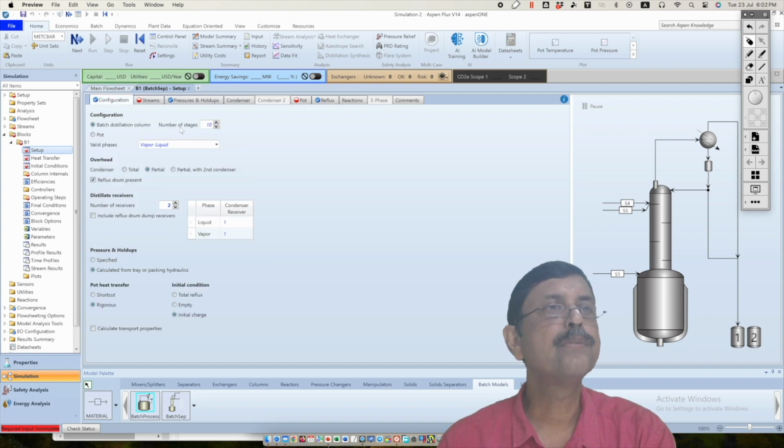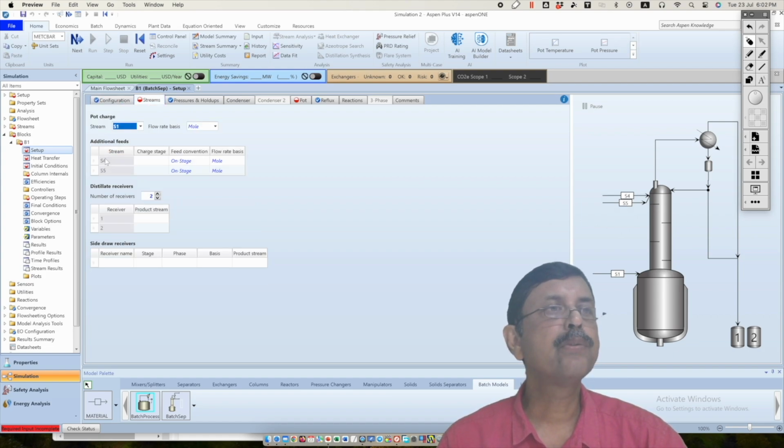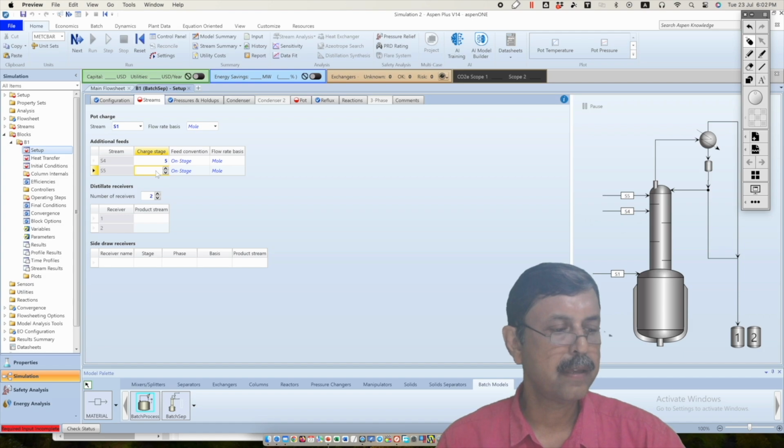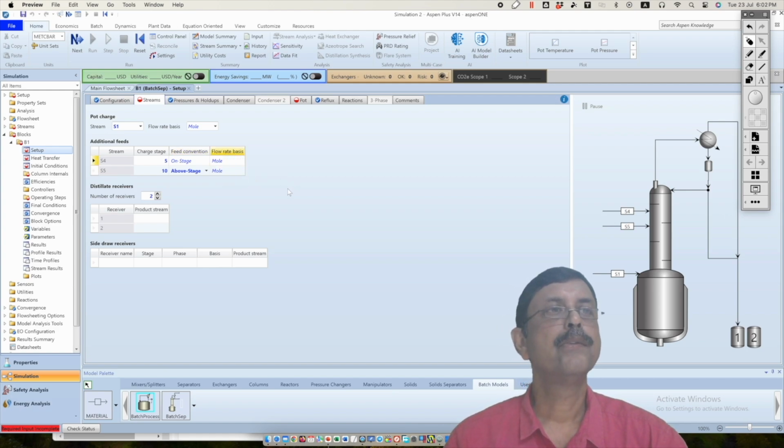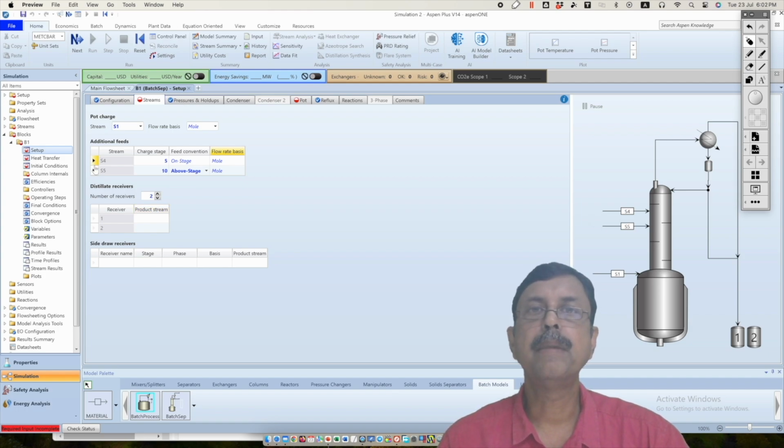So here, suppose we have given the number of stages to be, say, 20. Now we have to say at which stage this additional feed has been given. Suppose we say that it is on the 5th stage and this is on the 10th stage. Okay. So S4 has been given on stage number 5, and S5 can be given on above stage number 10. And this can be mole basis or mass basis. Okay, so that is how the additional feeds can be fixed.